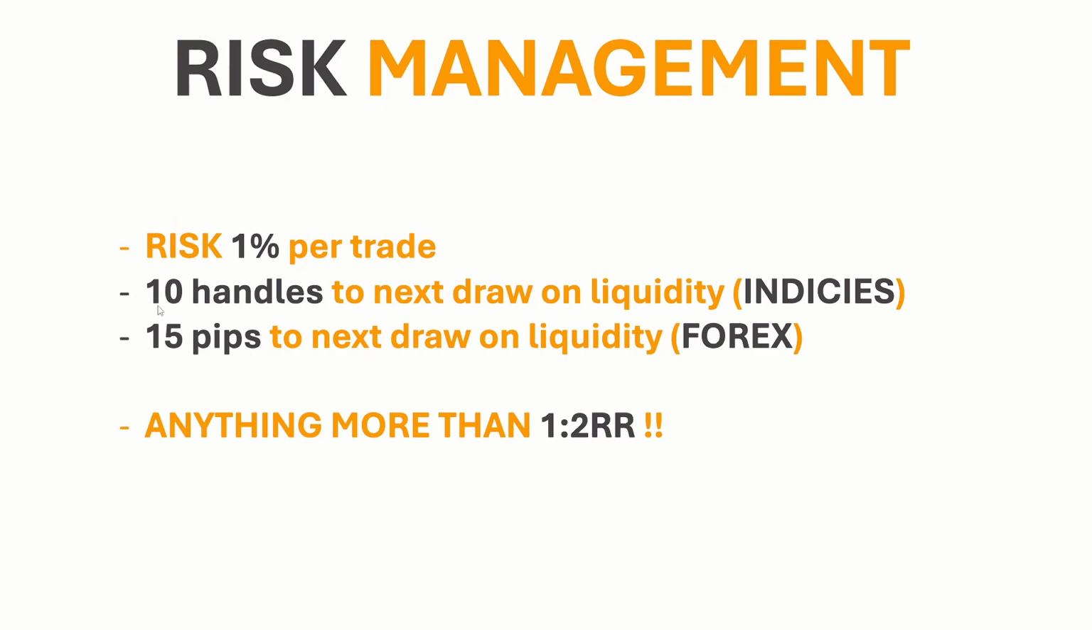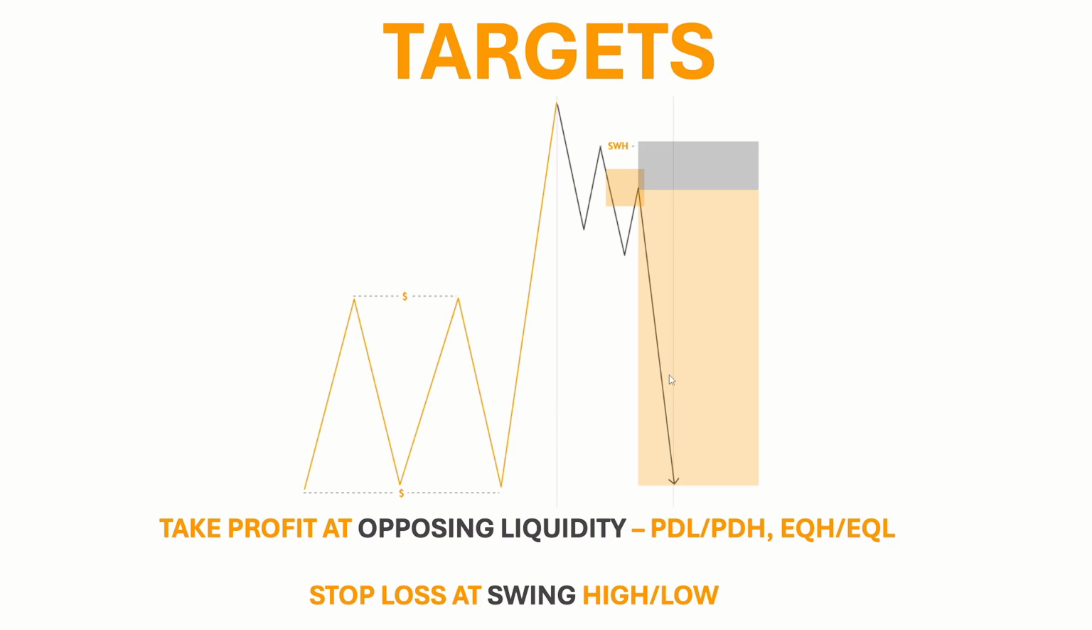As for take profits, now 10 handles to the next draw on liquidity for indices such as NAS 100 and SPX 500, and 15 pips to the next draw on liquidity for forex pairs such as EURUSD and GBPUSD. Now guys, we are looking for anything more than 1 to 2 RR. You want to look for 1 to 2 RR minimum. So targets now. Guys, I did say you want to look for a minimum of 15 pips for forex and 10 handles for indices. Now, this does not mean that is a maximum.